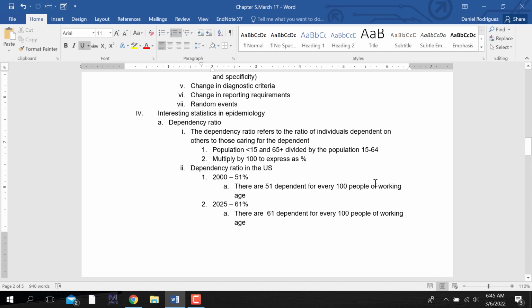All right, let's look at some interesting statistics. These were discussed in your textbooks, and I want to cover them here. One of them is the dependency ratio. And I'll show you an application that I did of this myself early in the pandemic.